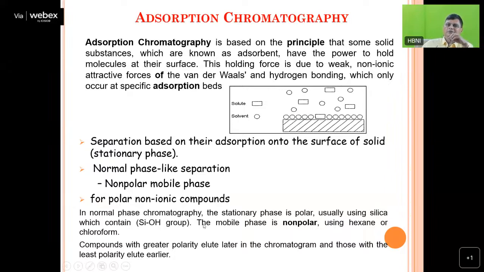In normal phase chromatography, the stationary phase is polar, usually silica, which contains the SiOH group, and the mobile phase is non-polar, using hexanes or chloroform. Compounds with greater polarity elute later in the chromatograph, and those with less polarity elute earlier. So this is the basis of their separation.